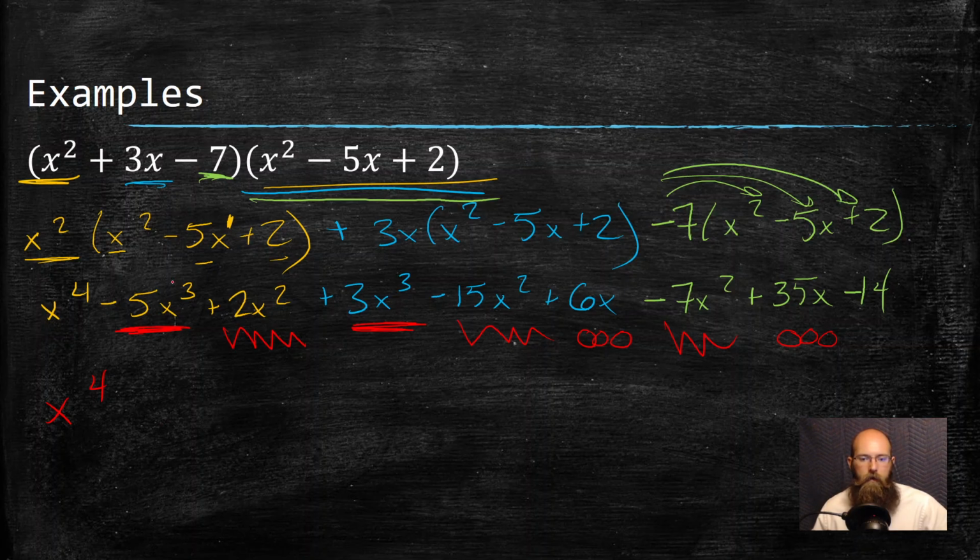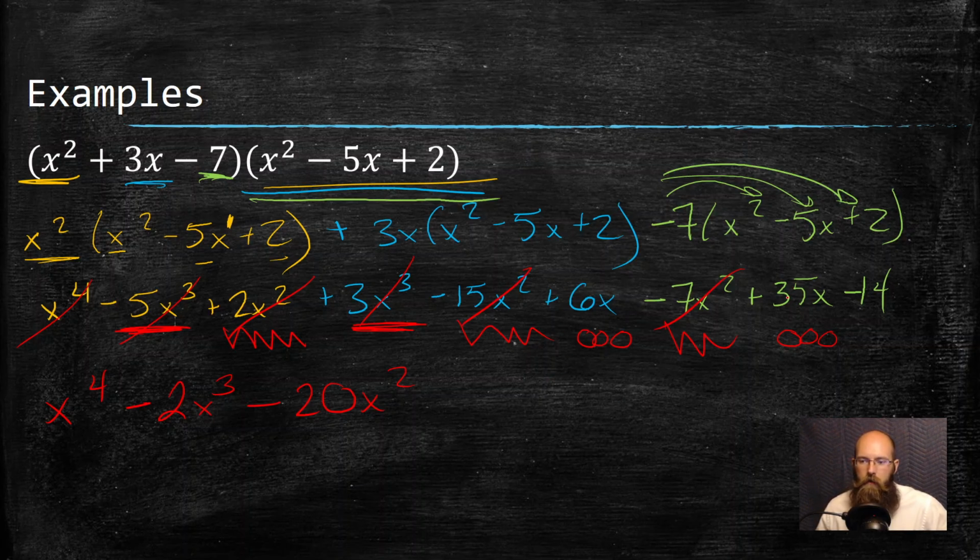Negative 5x cubed plus 3x cubed. I'm going to cross these out as I go too. So negative 5 and positive 3 gives me negative 2x cubed. Okay, so I did that one and that one. Then I have 2x squared and negative 15x squared and a negative 7x squared. So I'm going to do those first 2 things first. Positive 2 and negative 15 gets me a negative 13. And then I'm subtracting 7 more. So it's a negative 20x squared. Did that one, and that one all together.